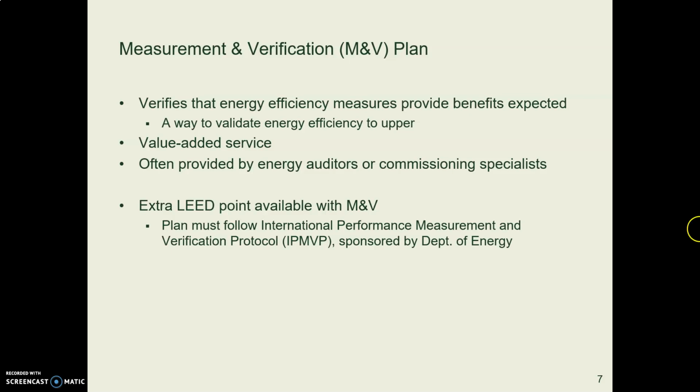A measurement and verification plan is kind of similar. It's a way to verify that whatever energy efficiency measures you instituted are actually paying off the way you thought. And you can get a LEED point for your project if you have an M&V plan. If you ask for a LEED point for M&V, your plan has to follow this particular protocol that the Department of Energy put together. So you can't make up your own, you have to follow their protocol.